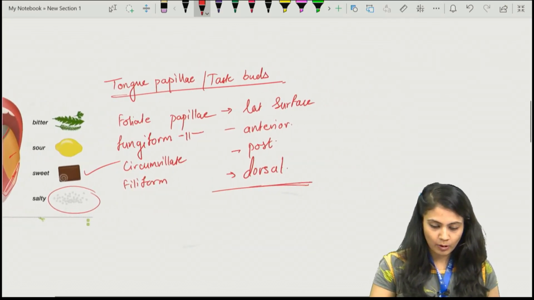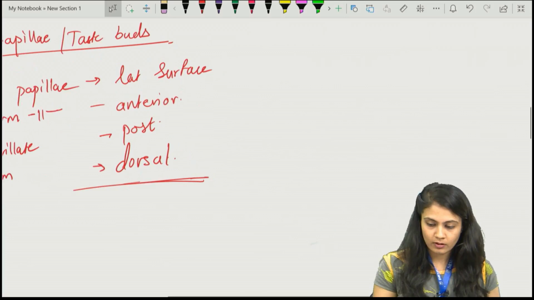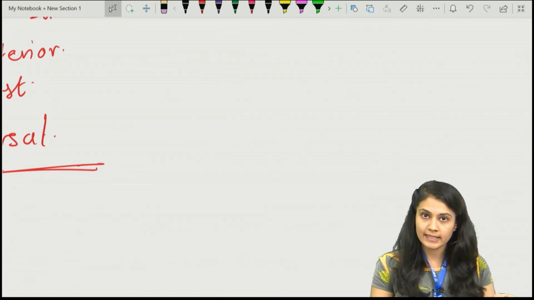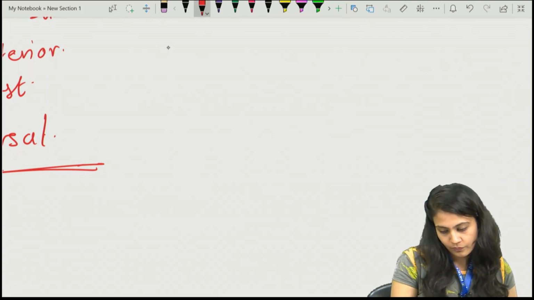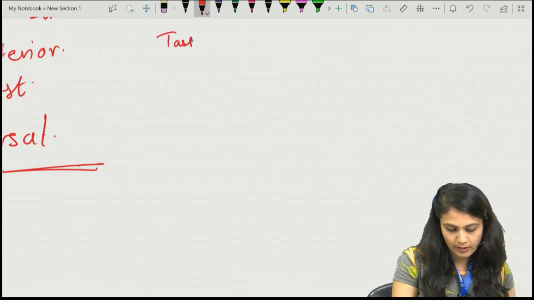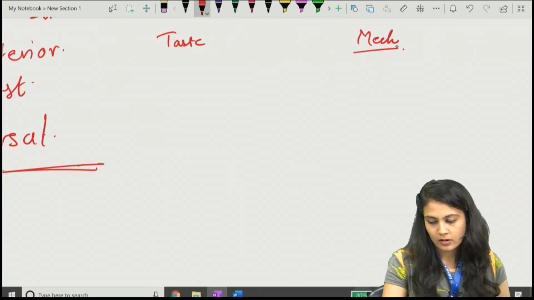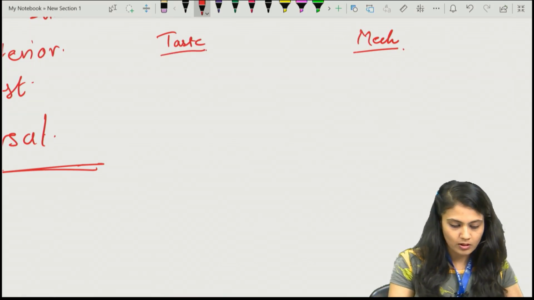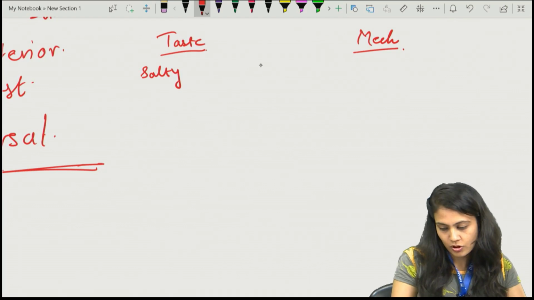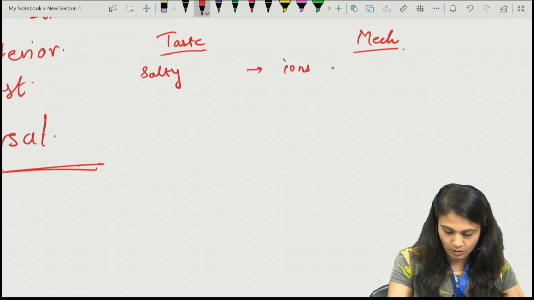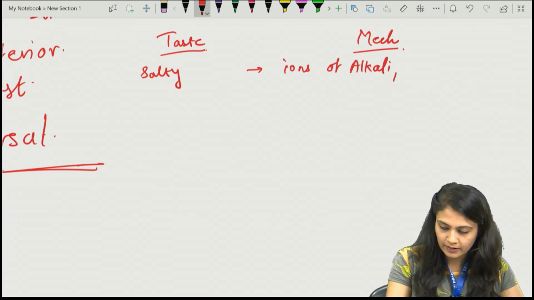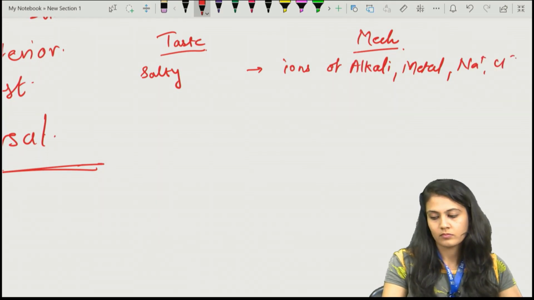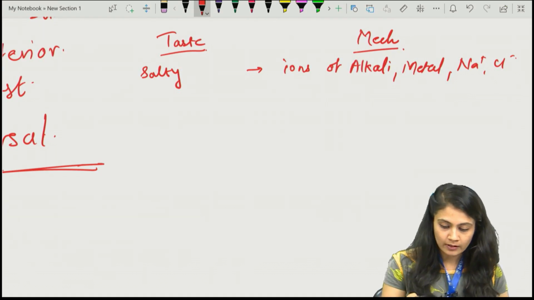And some more points about the taste sensation. There are four old tastes which we saw just now, and one more taste, umami, which is recently experimented. So we can make a chart of taste and the mechanism or the substances by which we get this specific type of taste sensation. Starting with the salty taste sensation, it is caused by ions of alkali metal, and ions like sodium chloride.